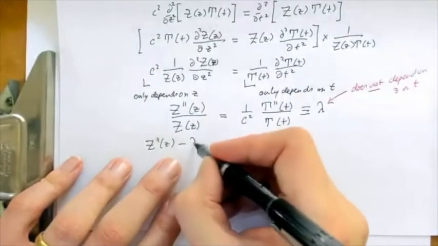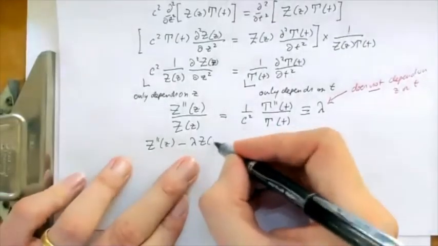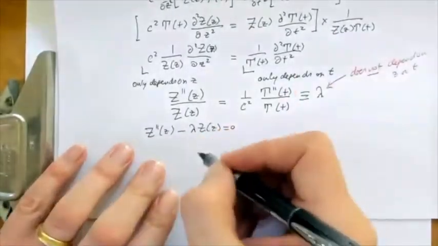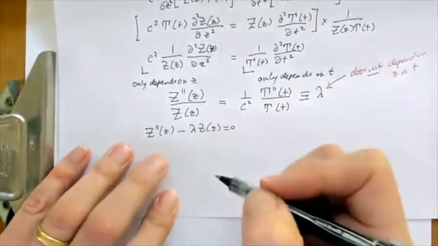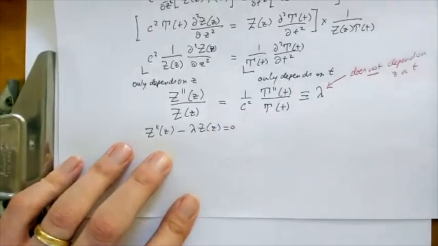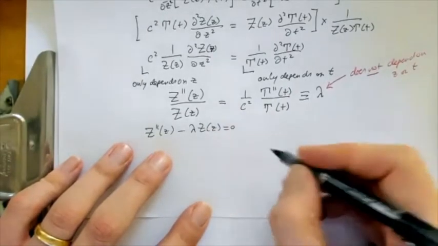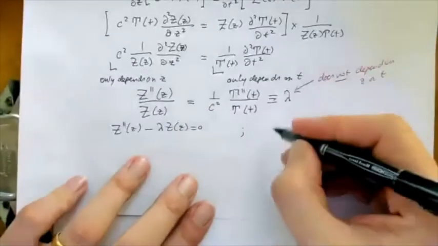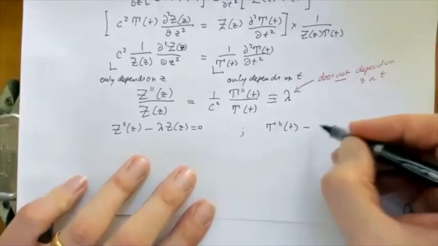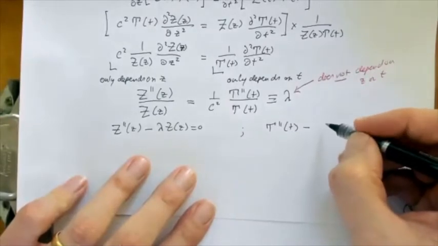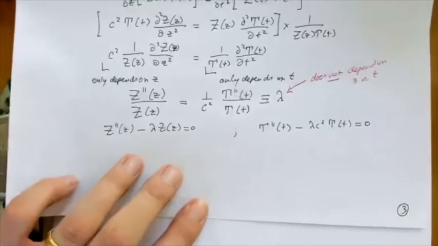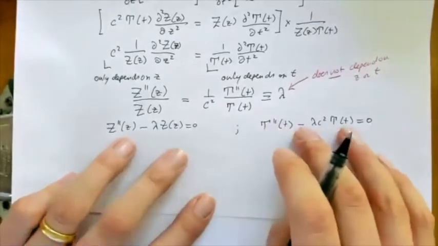So we'll have z double prime minus lambda z is 0. And that is a very straightforward differential equation. And a second, we also have t double prime minus lambda c squared t is equal to 0. These are our two differential equations.